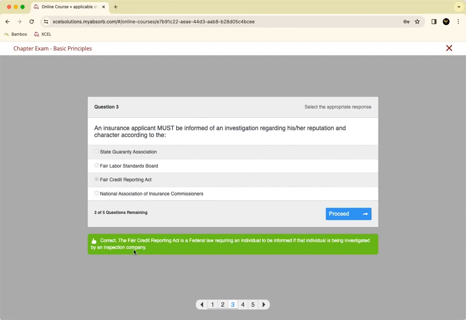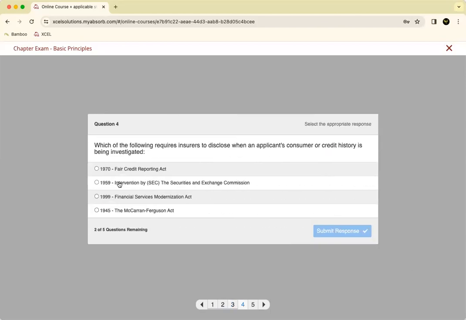And it tells you correct, and it explains it. It's a federal law requiring an individual to be informed if that individual is being investigated by an inspection company. So very similar to a credit card. If you've ever applied for a credit card, you know that they're going to check your credit because they let you know, and that is because of the Fair Credit Reporting Act. So now for the future, if you go back and see this question again, then maybe it'll actually stick and you'll remember it.